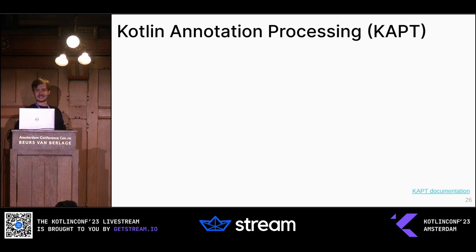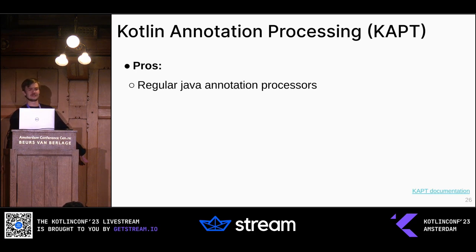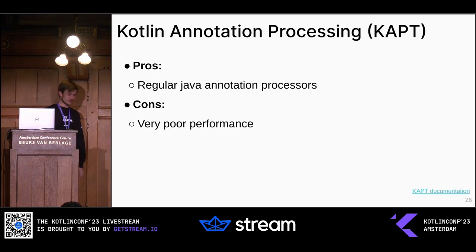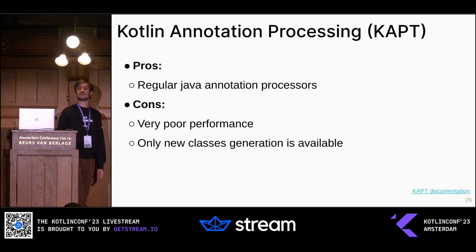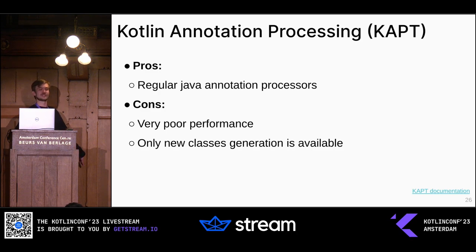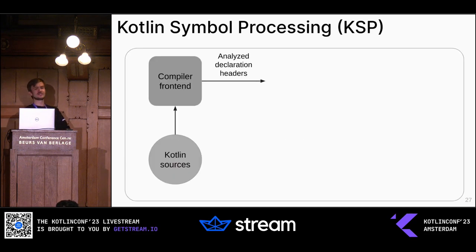It's bad. But we have one advantage. We can use regular Java annotation processors here, so practically nothing is required for migration from Java. That is the only advantage we have here. But we have two passes and very poor performance. Also, the only thing we can do is generate new classes and nothing more. We cannot, for example, change something. And this approach is JVM only, for a multiplatform language. It's a large disadvantage.